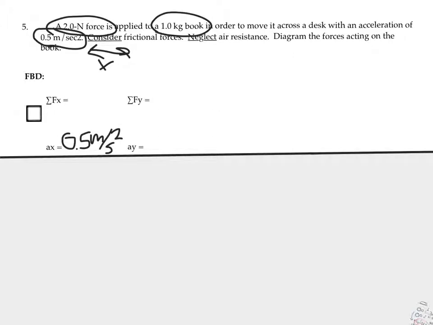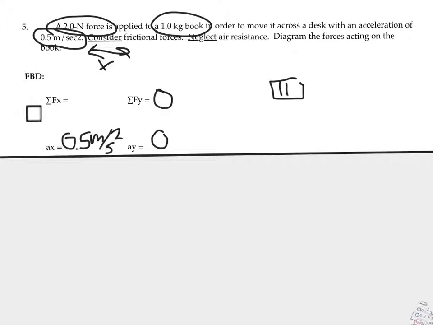All right? It doesn't appear that the book is moving up or down, so there's no acceleration or net force overall in the y direction, which is up and down. Now that doesn't mean there's no forces acting on it, it just means that in the y direction it's in equilibrium. Alright, let me draw the free body diagram for this one over here.